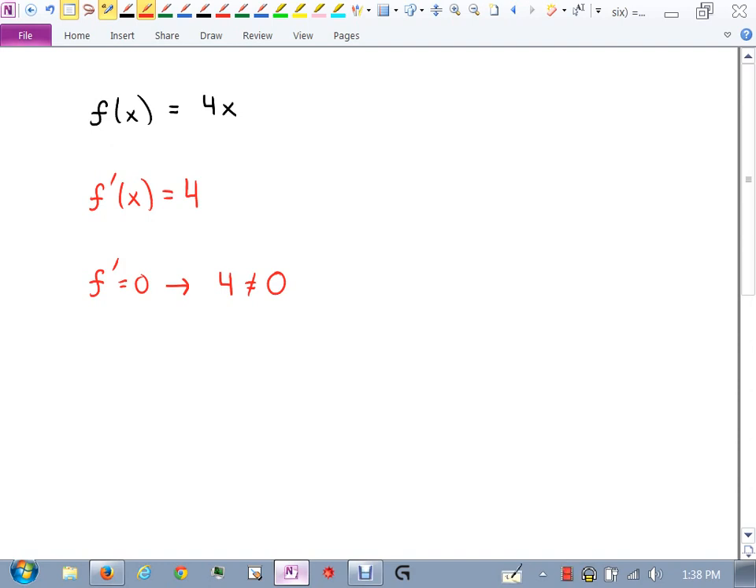But wait a minute, I'm supposed to draw a number line, right? And I'm supposed to figure out where the function's increasing, decreasing, right? That's what I was supposed to do, get a critical number and then break up my number line, right? Yeah, I don't have any critical numbers. So how am I going to determine if it's increasing or decreasing? Well, my derivative is never 0, so I know the function doesn't flatten out, right?